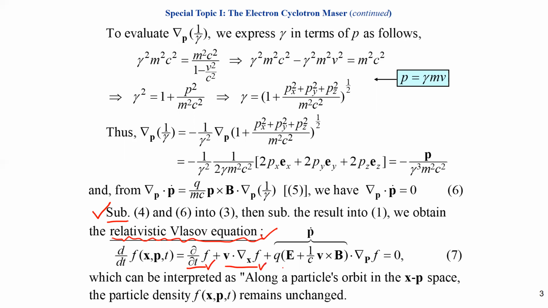We saw this one before, and that's the major difference. We have force, and we have these terms. The major difference is here. That's force. And remember, we have the Lorentz force here, but we divide by mass m. Which can be interpreted as: along a particle's orbit in the XP space, the particle density remains unchanged.